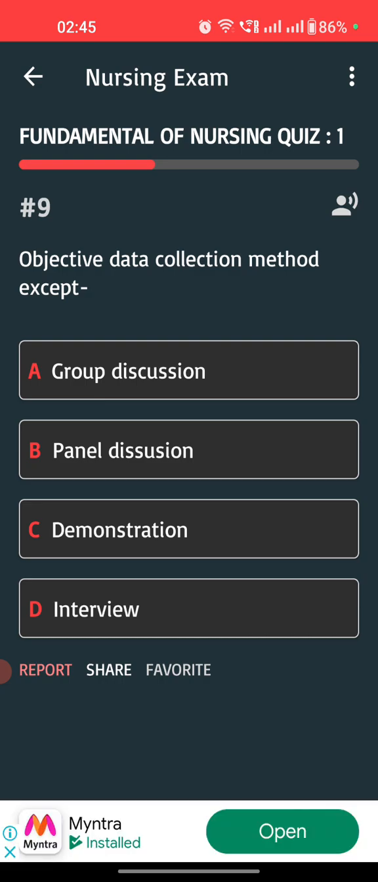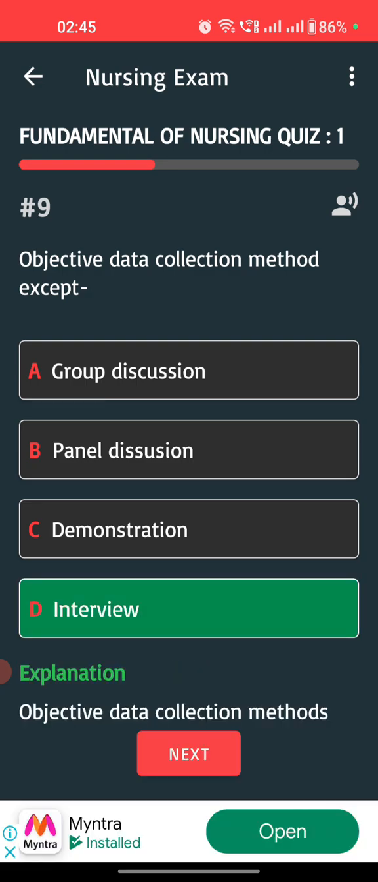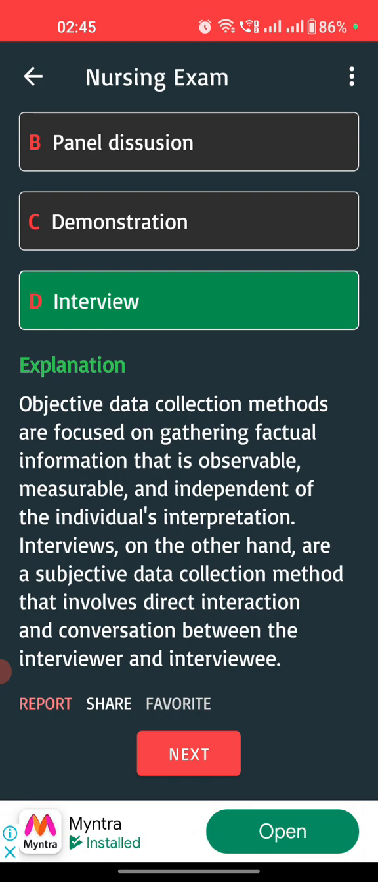Objective data collection method except: A. Correct answer. Objective data collection methods are focused on gathering factual information that is observable, measurable, and independent of the individual's interpretation. Interviews, on the other hand, are a subjective data collection method that involves direct interaction and conversation between the interviewer and interviewee.